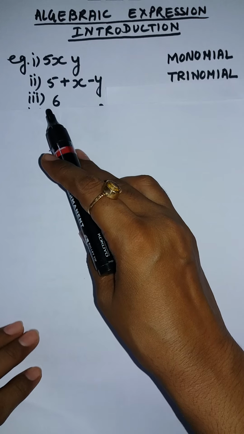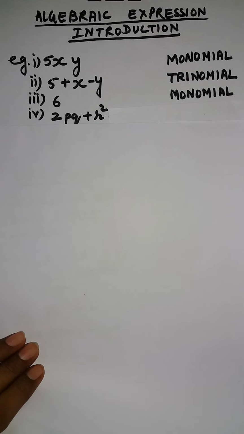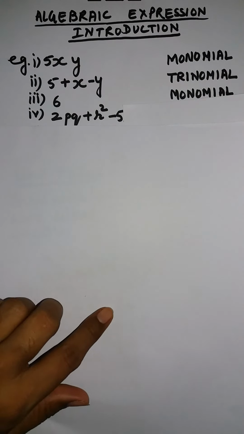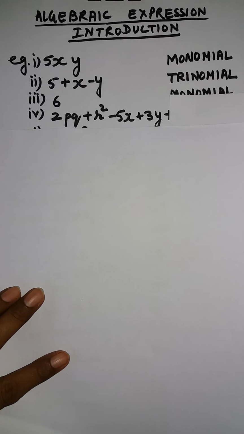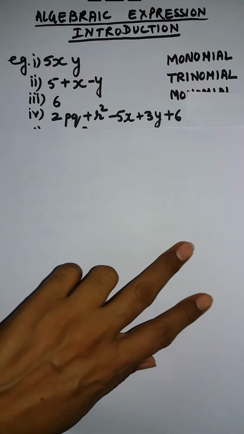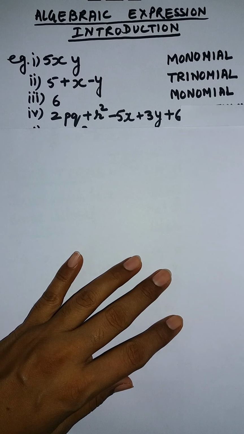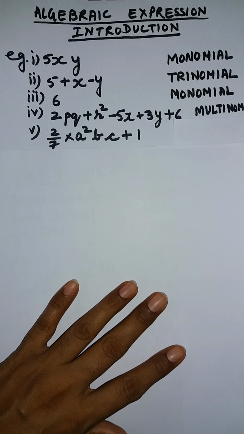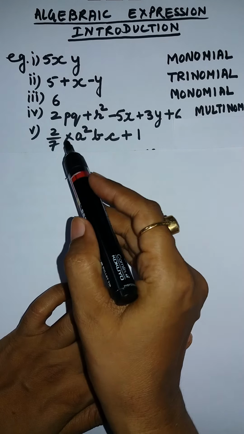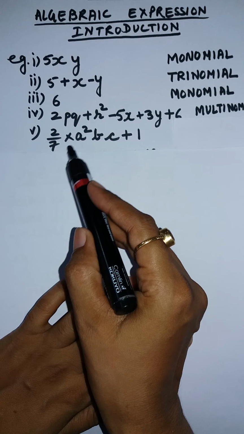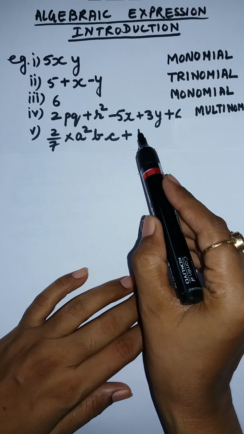6, it is having only one term. It's a constant term, so it's monomial. 2pq plus r square minus 5x plus 3y plus 6. There are so many terms, so it's called multinomial. More than three terms called multinomial. 2 by 7 into a square b c plus 1. Here this term is one term because they all are connected by multiplication sign. Here one term is this and one term is this, so it's a binomial.